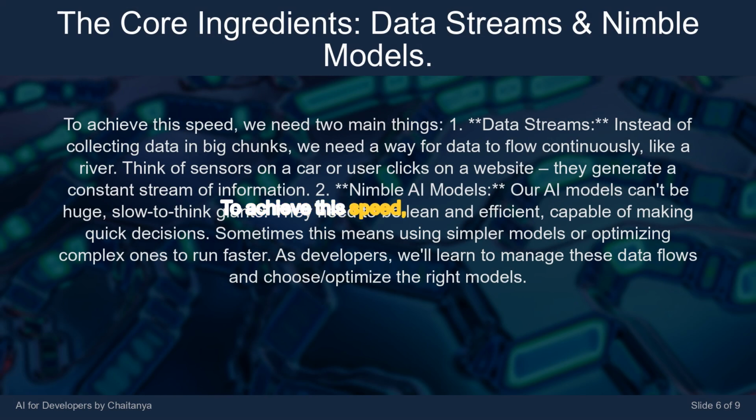To achieve this speed, we need two main things. 1. Data streams. Instead of collecting data in big chunks, we need a way for data to flow continuously. Like a river. Think of sensors on a car or user clicks on a website, they generate a constant stream of information. 2. Nimble AI models. Our AI models can't be huge, slow to think giants. They need to be lean and efficient, capable of making quick decisions. Sometimes this means using simpler models or optimizing complex ones to run faster. As developers, we'll learn to manage these data flows and optimize the right models.